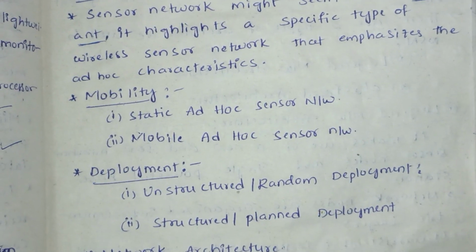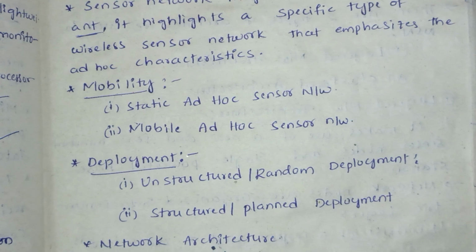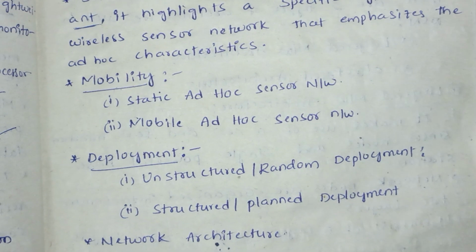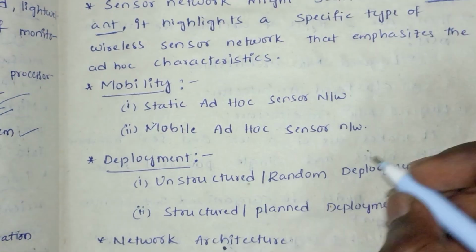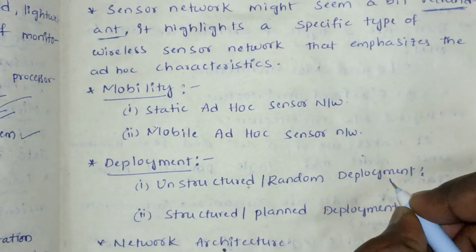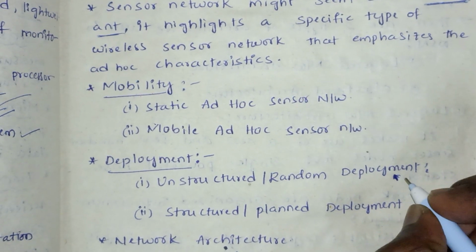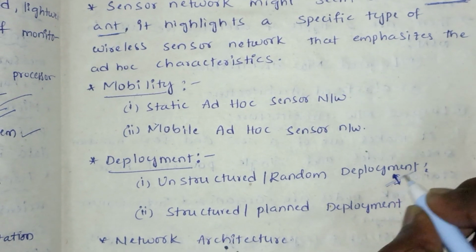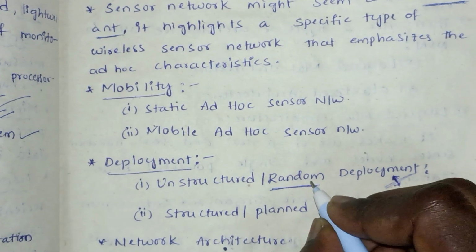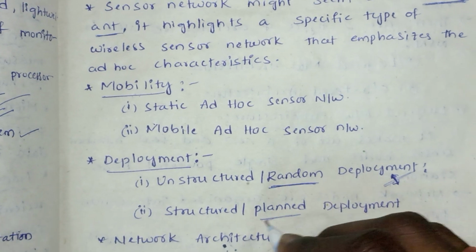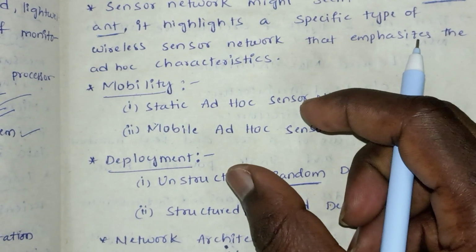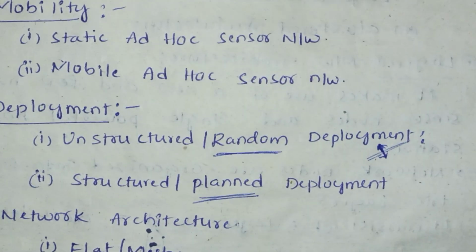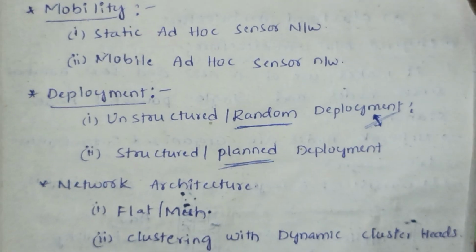And deployment has structured and unstructured. Unstructured we can also call random. Unstructured is nothing but there is no particular structure. In this classification of sensor network, the data from the sensors has no particular structure, and we are taking it randomly. Structured means planned: we are following some particular structure or format. That is the structured deployment.